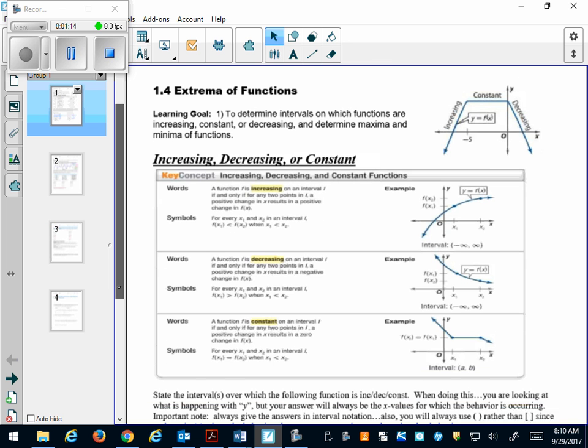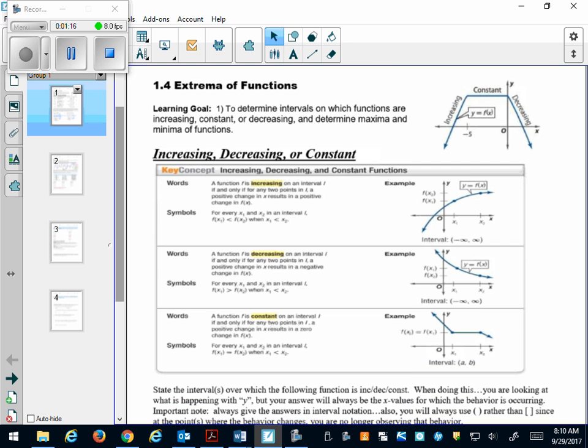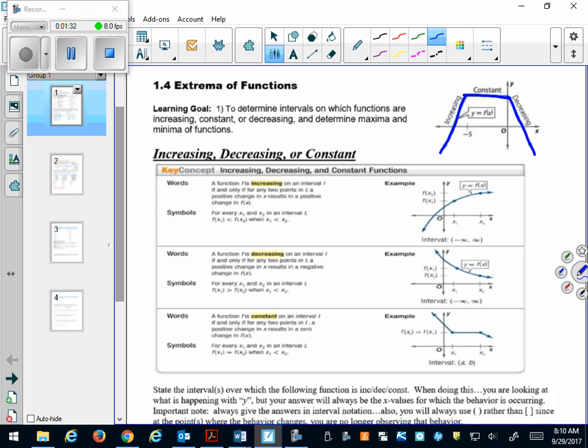So this particular graph, I think it's kind of self-explanatory, right? This is increasing. Constant is if it's just a flat line, basically, for every x in that interval. It's the same y. It's constant. And then the decreasing is here, obviously.